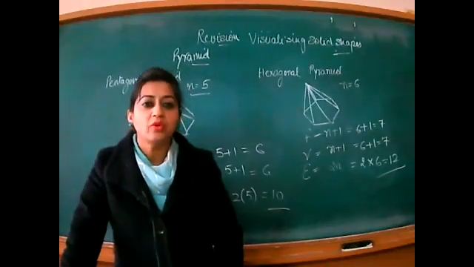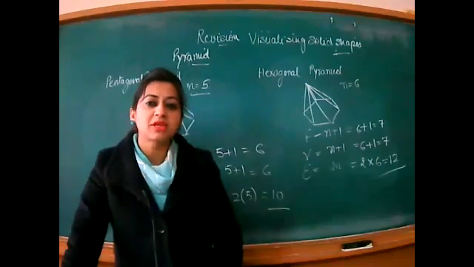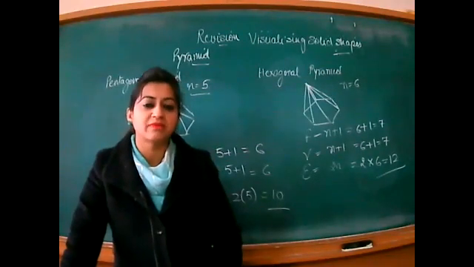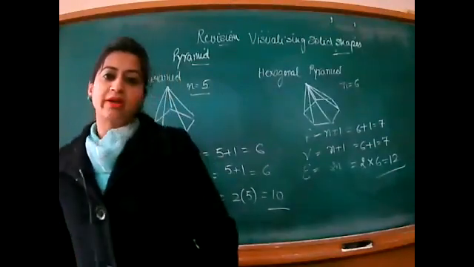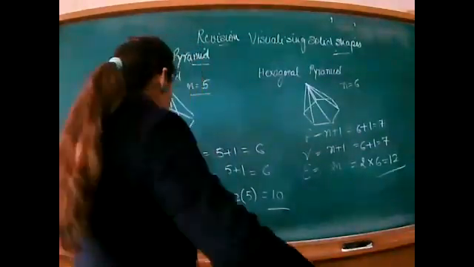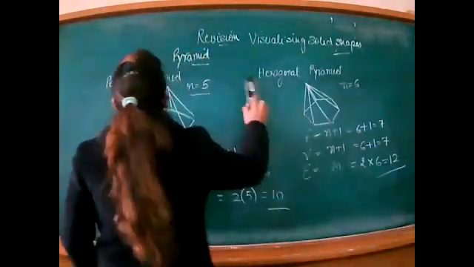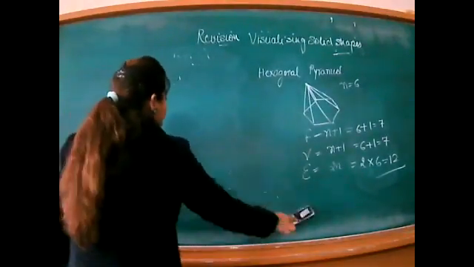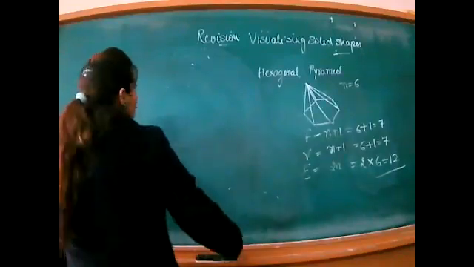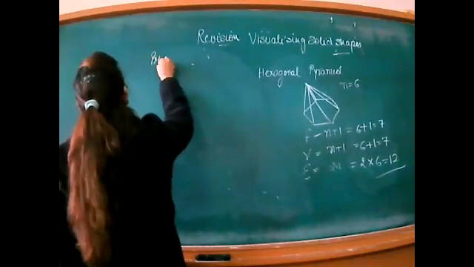Got it? So again, prisms are always named after the base. If the base is a triangle, it is a triangular prism. If the base is a square, it is a square prism. Got it? Now let's start with the prism. Let's draw a triangular prism first, and then we have the general formula that we discussed yesterday also.